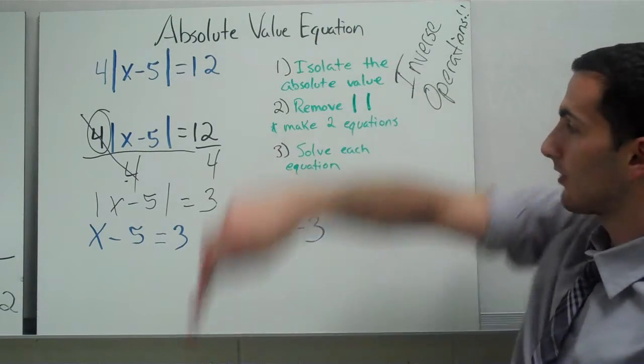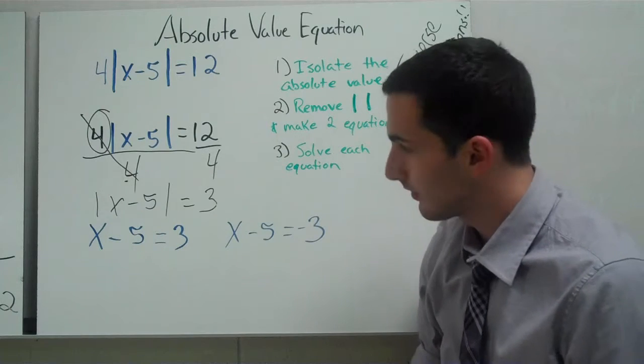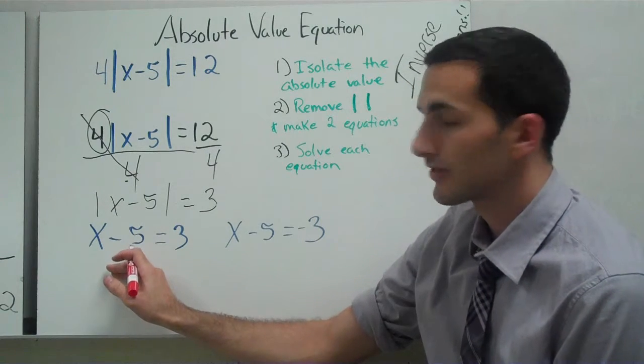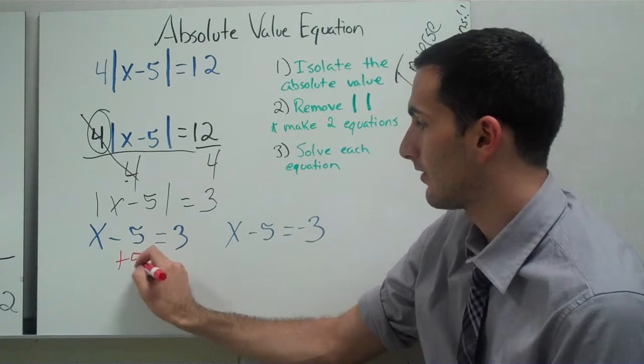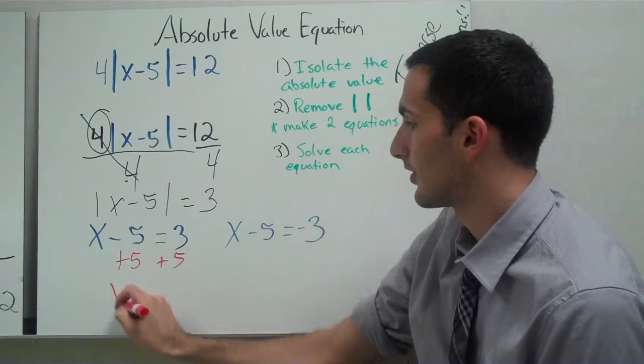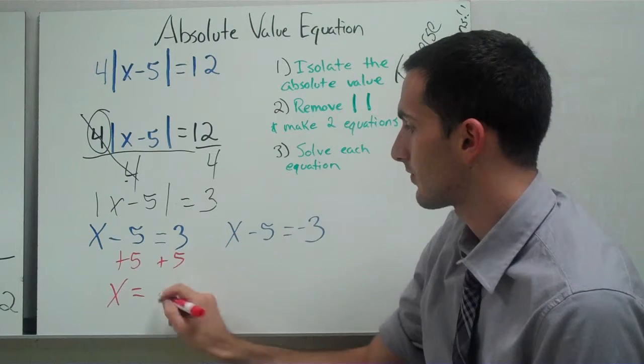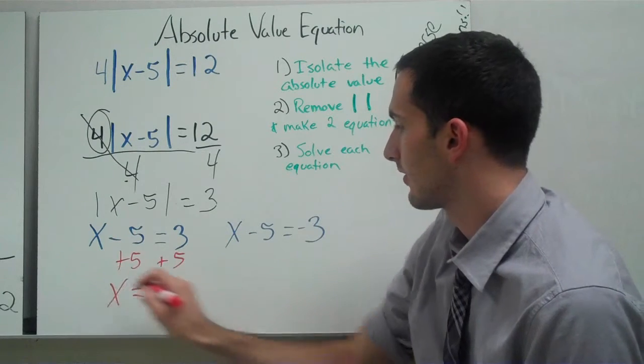Our last step says solve each equation. So all we have to do now is solve. I can see my constant is a -5. The inverse of -5 is +5. And I'm going to get x equals 3 plus 5 is 8.